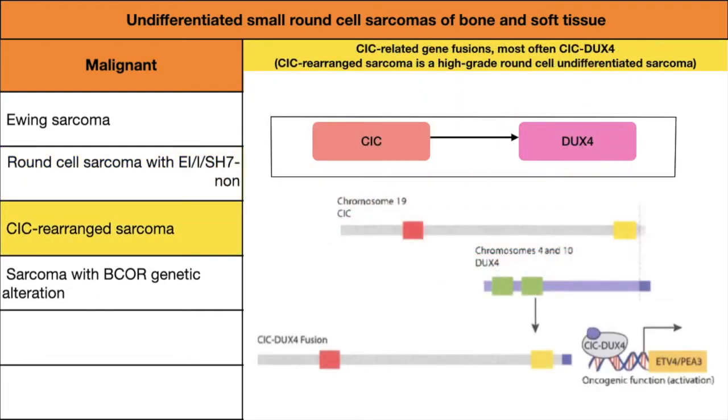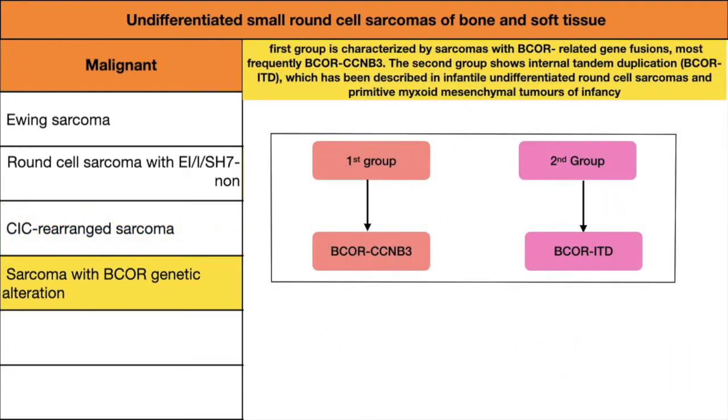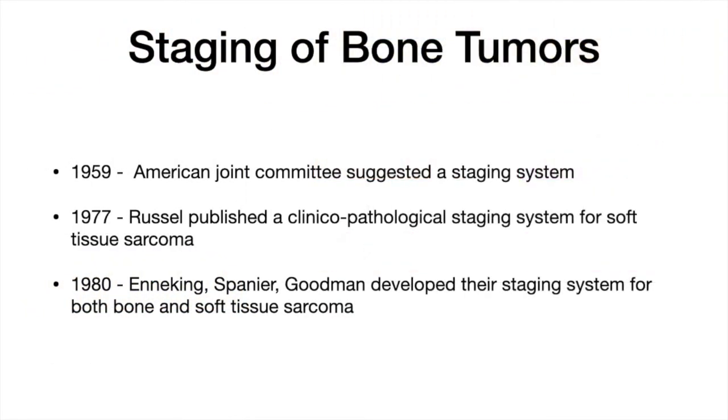Similarly, we have CIC rearranged sarcomas, mostly in the soft tissues. So they have CIC-DUX4 fusion genes. And the next category is sarcoma with BCOR genetic alteration, both in the soft tissue and the bone. They have two groups. The first group is characterized by BCOR-CCNB3 fusion, and the second group is characterized by BCOR-ITD.